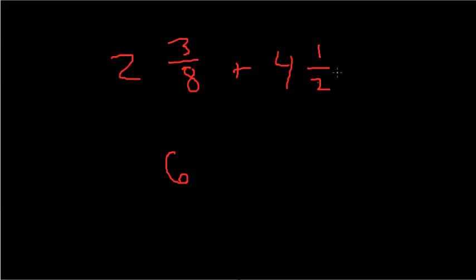Well, again, I need a common denominator, so I need to multiply this by, you guessed it, 4 over 4. Right? That will give me a common denominator of 8. So this fractional part becomes 4/8. And now if I'm adding these together, 3/8 plus 4/8 gives me, right, my new fractional part of 7/8. So 2 and 3/8 plus 4 1/2, 6 and 7/8.